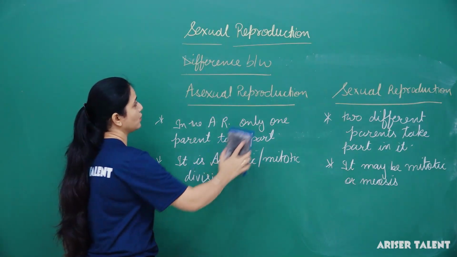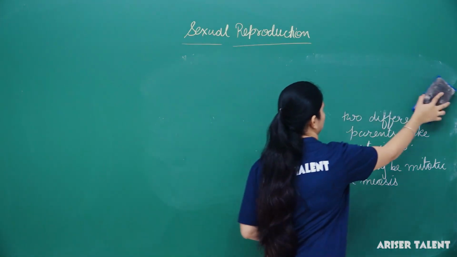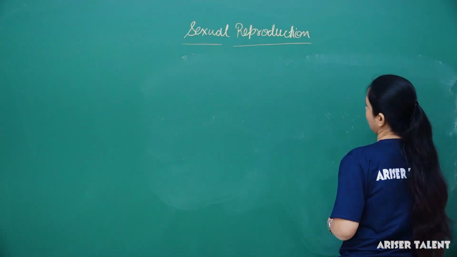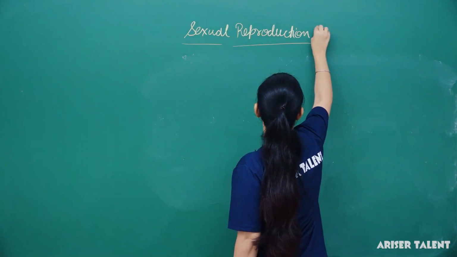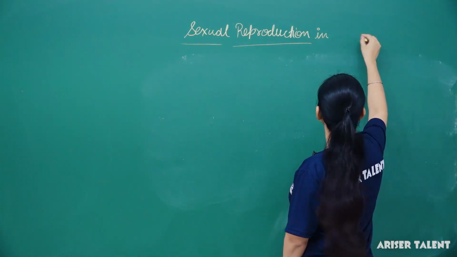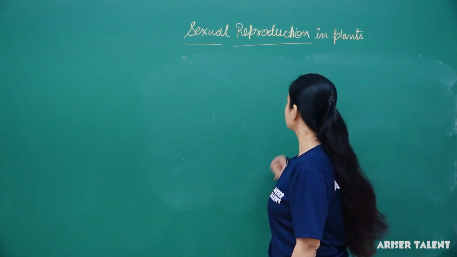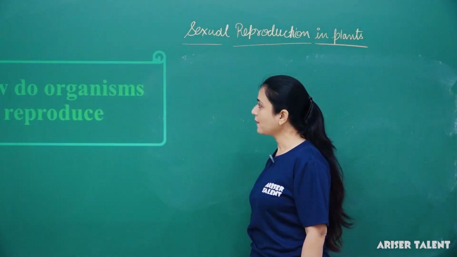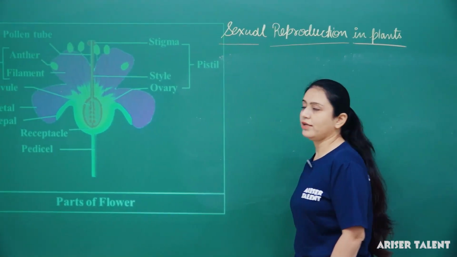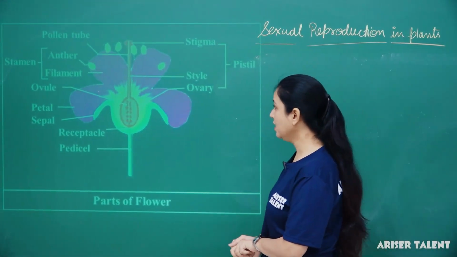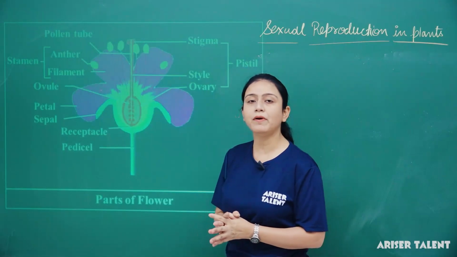Now we will talk about sexual reproduction in plants. Next, our topic is sexual reproduction in plants. Here we are talking about a flower. Okay, here we can see a well blooming flower. So there are the different parts of a flower.